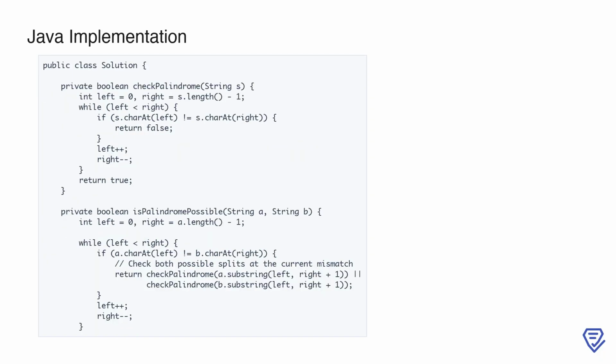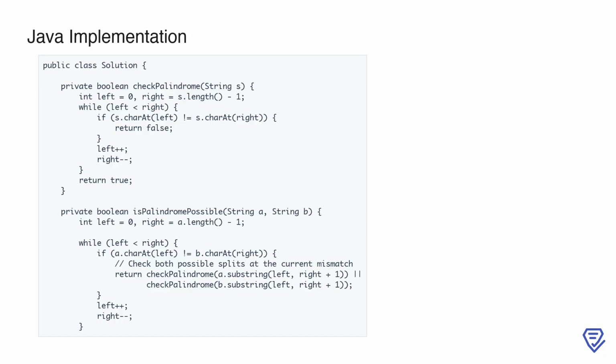Here, we start by defining a helper method called checkPalindrome. This method checks if a given string is a palindrome by using two pointers, left and right. These pointers start at the beginning and end of the string, respectively, and move toward each other. If at any point the characters at these positions are not equal, the method immediately returns false. Otherwise, if the loop completes without finding any mismatches, the method returns true, confirming the string is a palindrome.